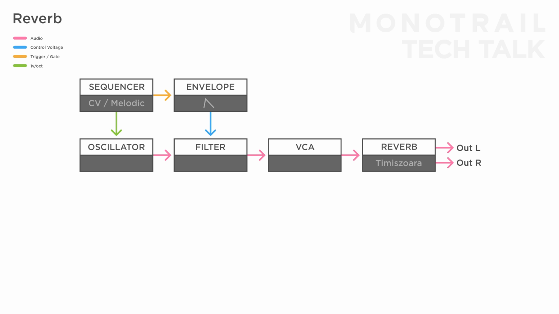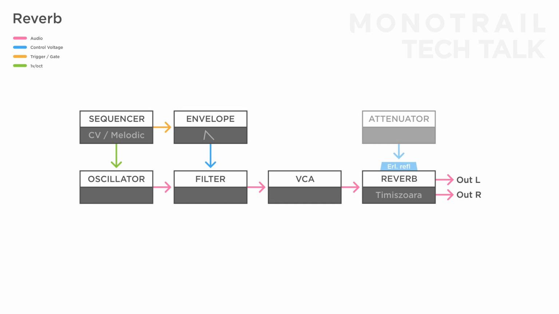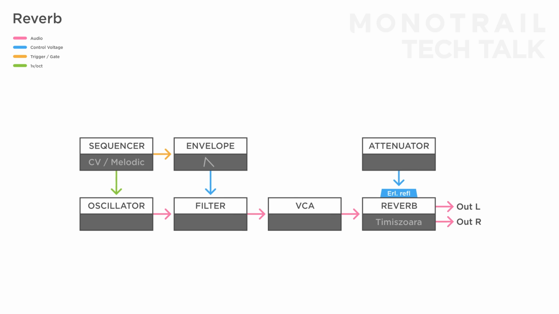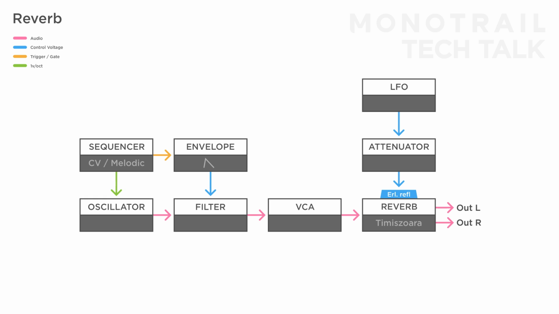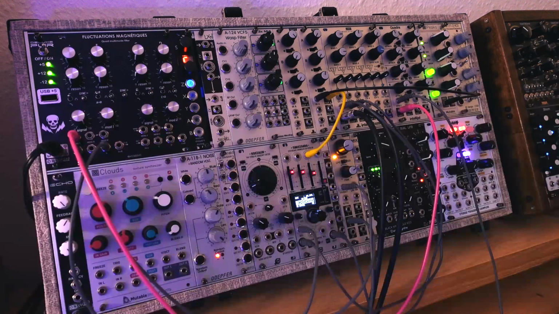Crucial for basically all modulation in modular land is to use attenuators instead of direct modulation. This way you can dial in the exact amount of modulation to create the perfect sound. For example, use an LFO modulating the earlier reflections on the reverb.